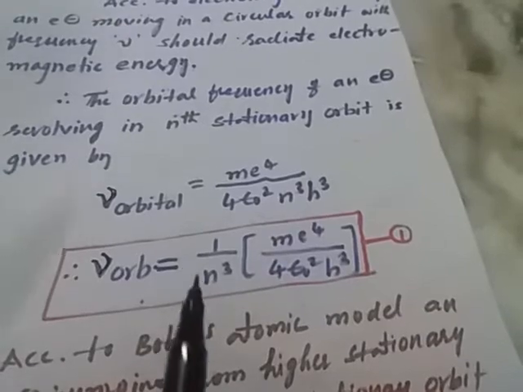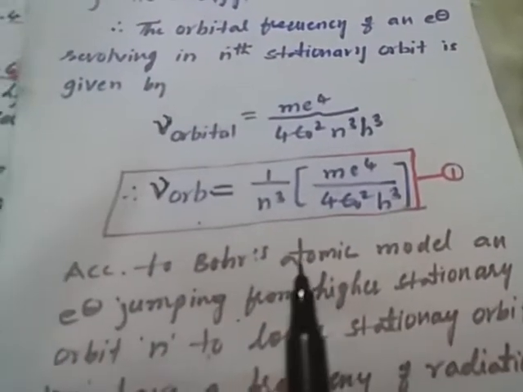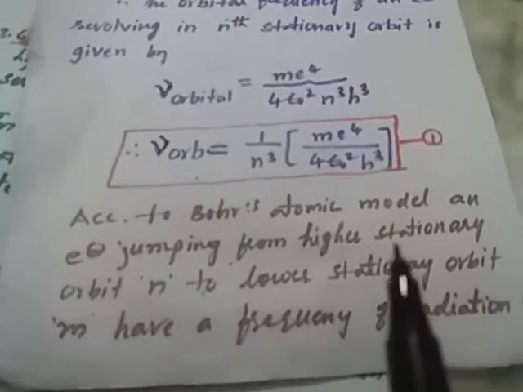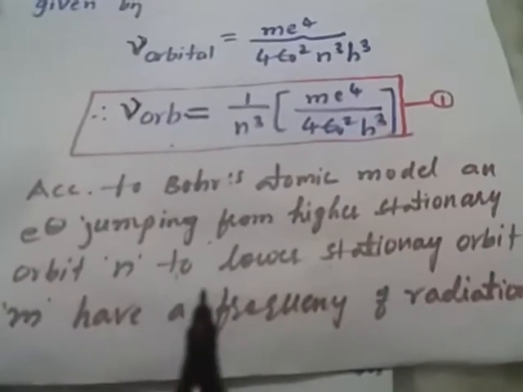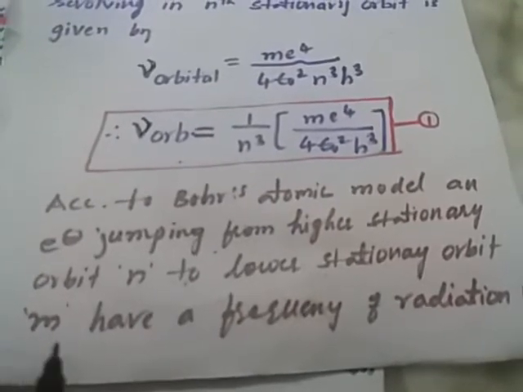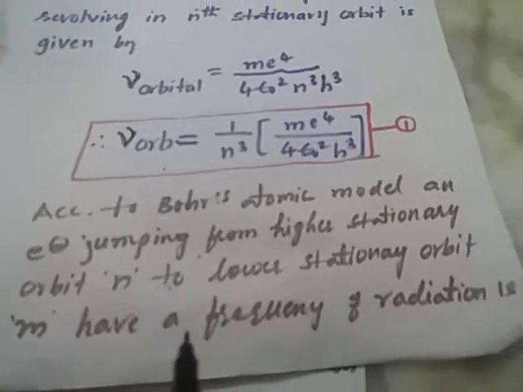The orbital frequency has 1 by n cube, so we can write 1 by n cube into m e to the power of 4 by 4 epsilon naught square h cube. This is equation 1. But according to Bohr's atomic model, an electron jumps from a higher stationary orbit n to a lower stationary orbit m. Here, from n to m, or n2 to n1, we can find the frequency of radiation.